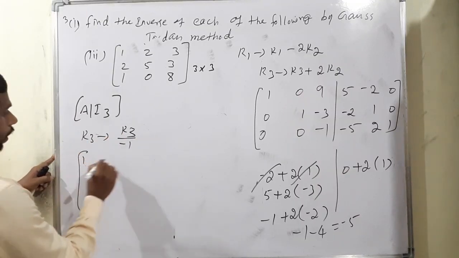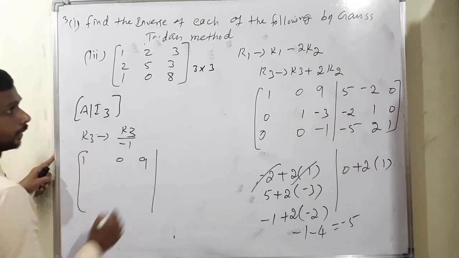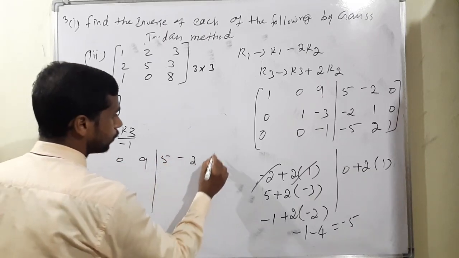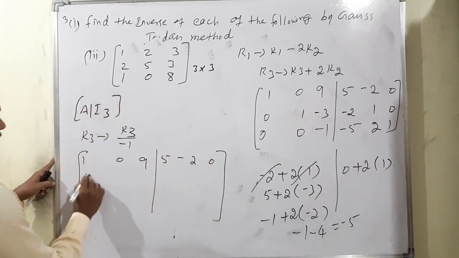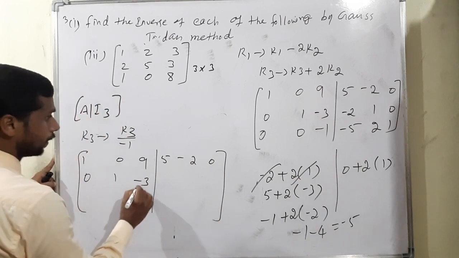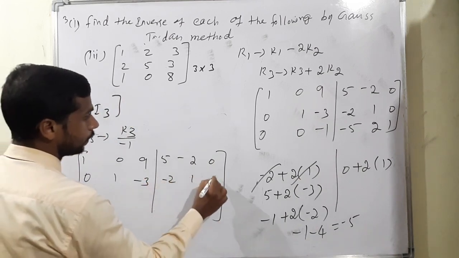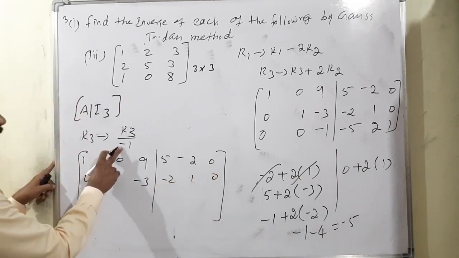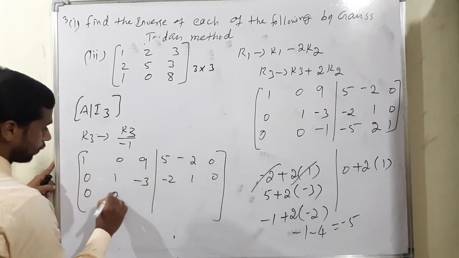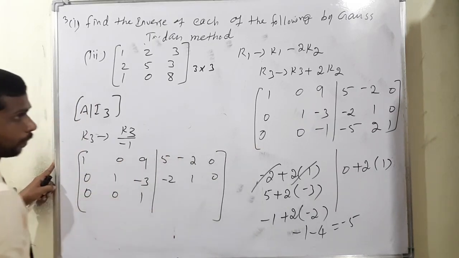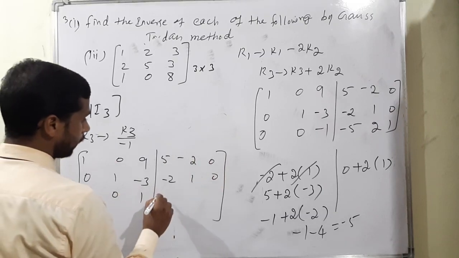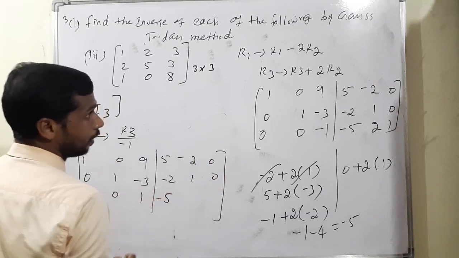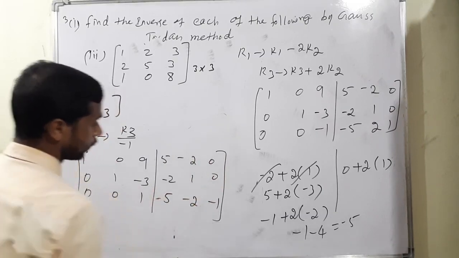R1, R2 as it is 1, 0, 9. Next condition 5, minus 2, 0. Then R2 also 0, 1, minus 3, minus 2, 1, 0. R3 each and every time divided by minus 1. 0 means 0, 0 means 0. Minus 1 divided by minus 1, positive 1. Minus 5 divided by minus means positive 5, isn't it? So, minus 2 will come, minus 1 will come.